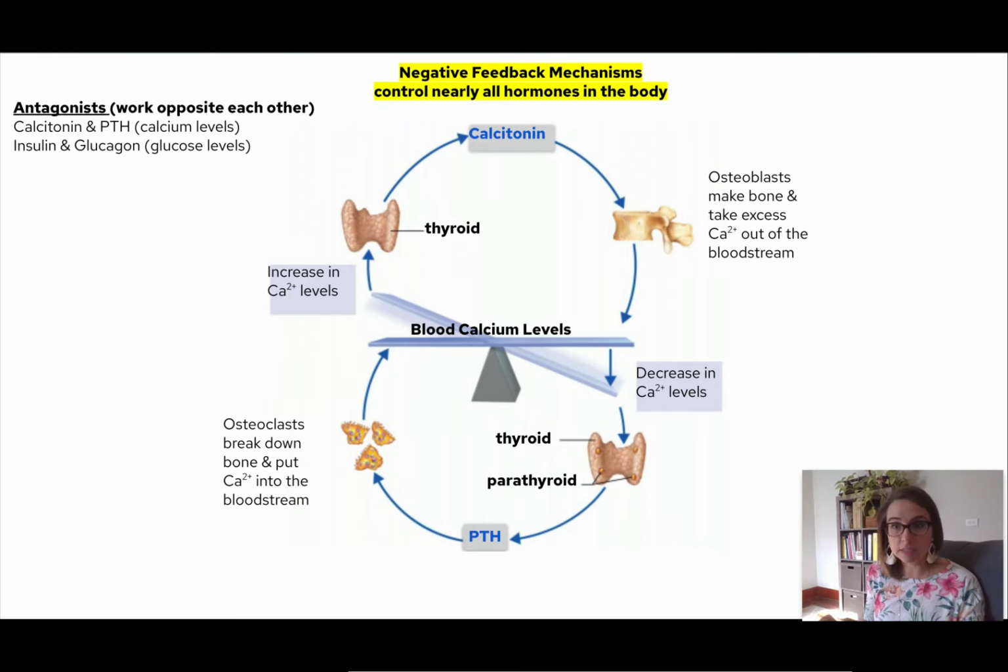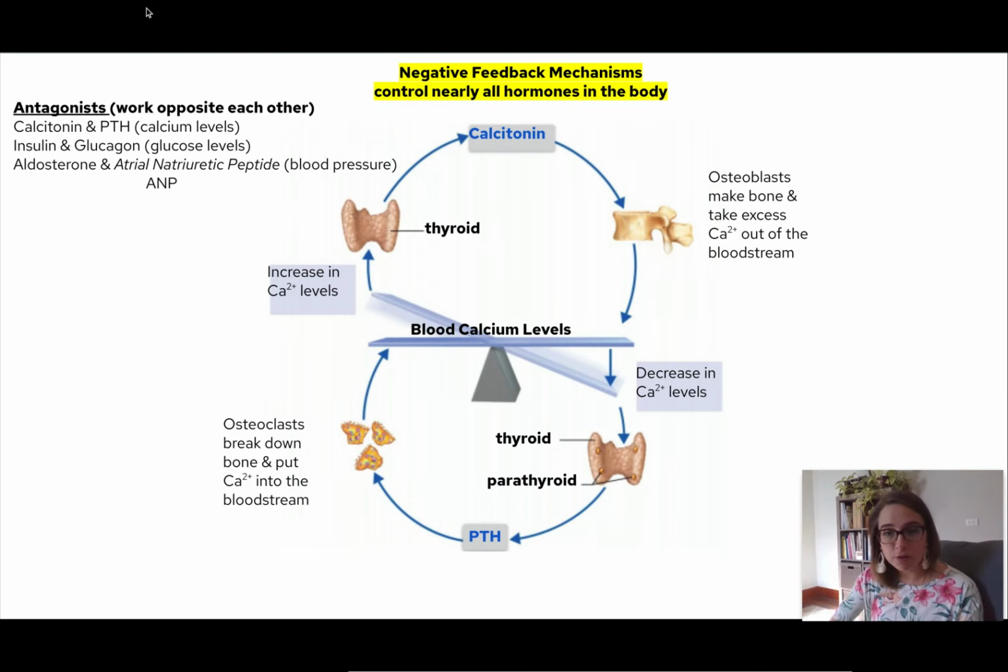And then the other two that are antagonistic is aldosterone, which affects your blood pressure, and this other one we haven't mentioned, atrial natriuretic peptide, and it's a mouthful, so we abbreviate it ANP. It is put out by the heart to help maintain blood pressure. But these two are also antagonistic to each other because they work opposite.